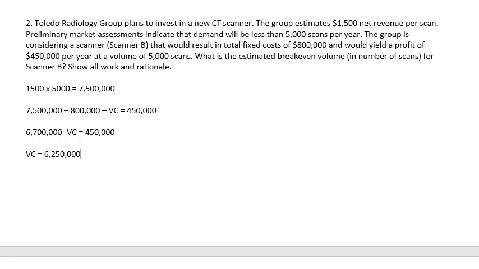All right, so we know total variable costs. We need to know variable cost per scan. Pretty easy. Let's just throw a division in there. We've got 5,000 scans in this thing, so we're going to divide by 5,000 scans. Running some math here, checking my numbers. Yep, looks good. That's going to equal $1,250 of variable cost per scan. We're not quite done yet.